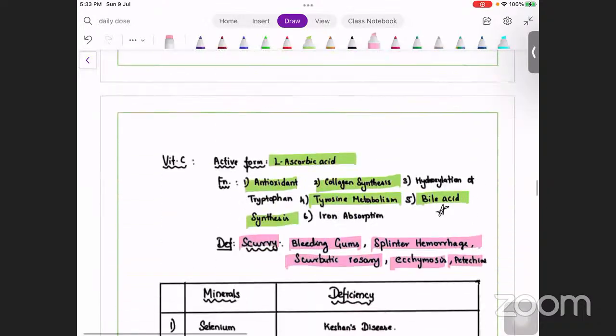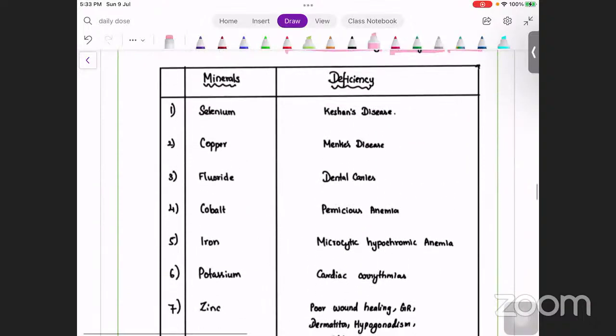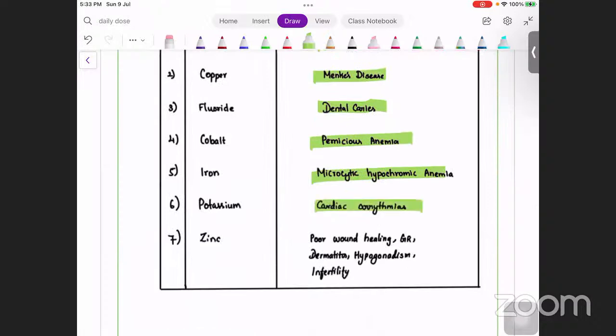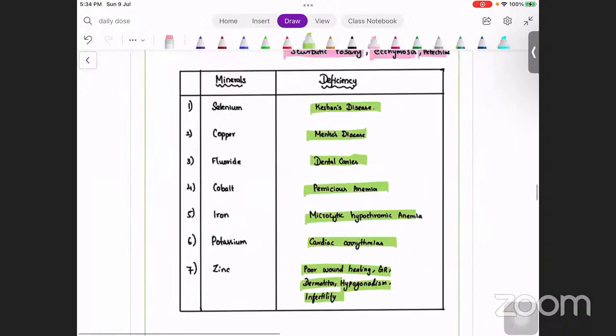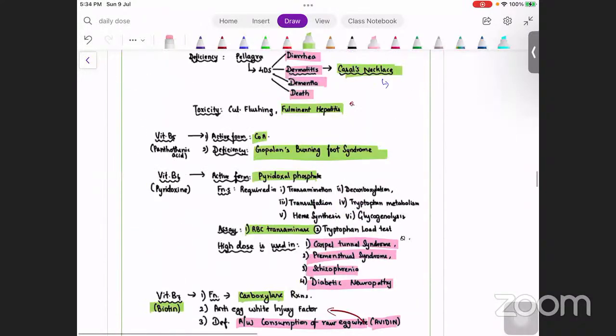Now, moving on to the minerals, important minerals and their deficiency. Selenium deficiency could result in Keshan's disease. Copper deficiency could result in Menkes. Fluoride, dental caries. Cobalt, pernicious anemia. Iron, microcytic hypochromic anemia. Potassium, cardiac arrhythmia. Zinc, you may see poor wound healing and growth retardation. Very, very important: dermatitis, hypogonadism, and infertility are due to zinc deficiency. So these are the important deficiencies and associated diseases.